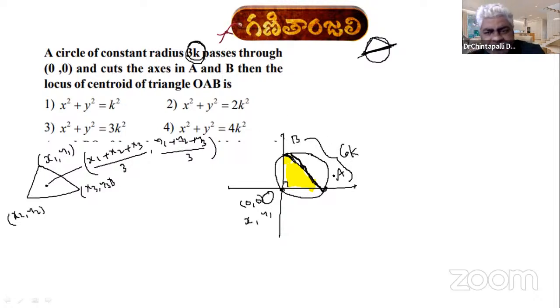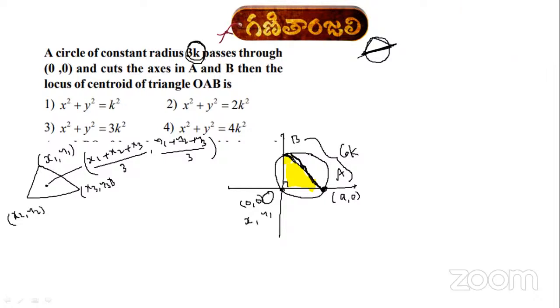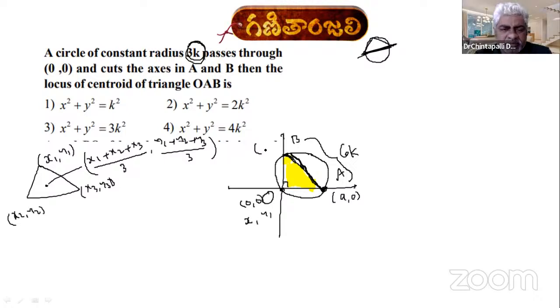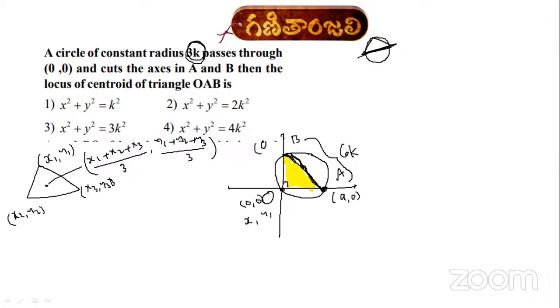Now, see, we don't know the coordinates of A. We don't know any coordinates, right? Do you know where the point A is? It is on the x-axis. Tell me, how can we take A? Can we take A as (a, 0)? Yes, because it is lying on the x-axis. And how shall we take the coordinates of B? (0, b). Right. Now let us find the centroid.